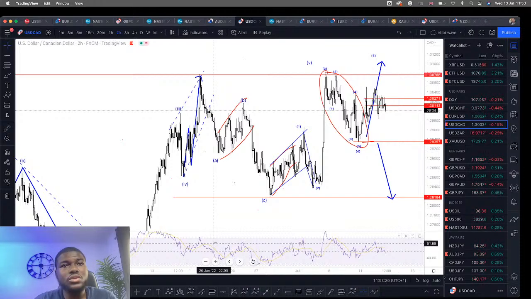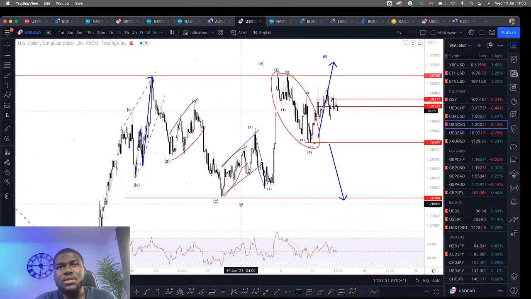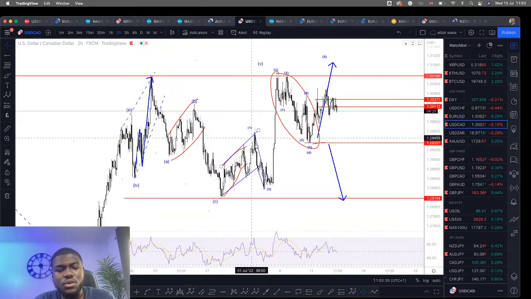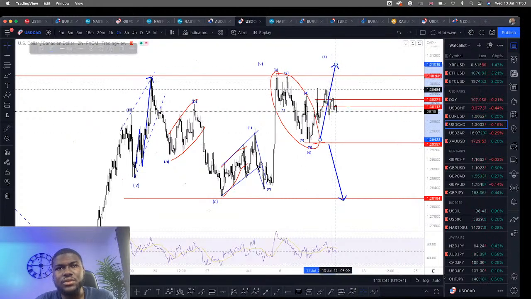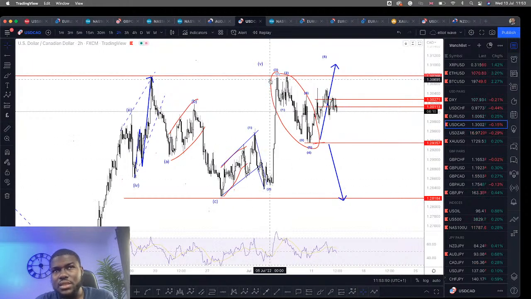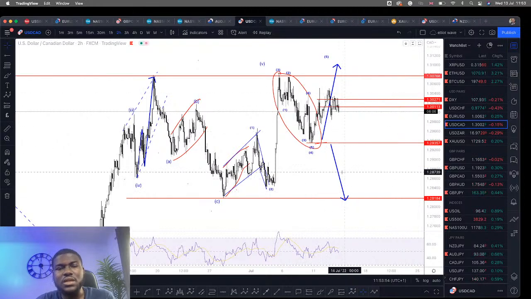They're not that many. What I was expecting is that this is an ABC correction that should ideally be followed by an impulse, wave 1, wave 2, wave 3, wave 4, and wave 5 to the upside. That was the first scenario. The second scenario is that this might be ABC followed by another A, B, C, and you might be seeing an A, B, C move to the downside.